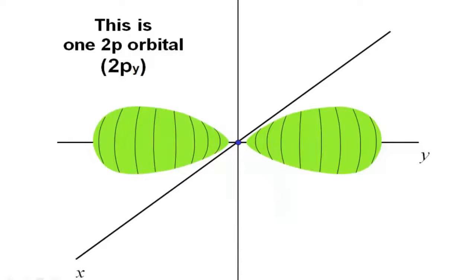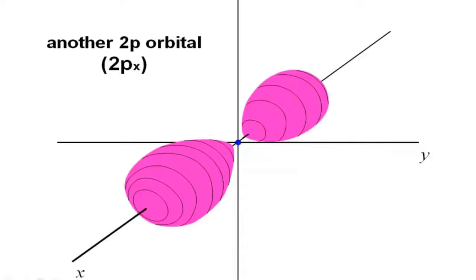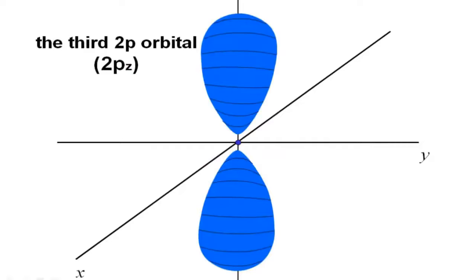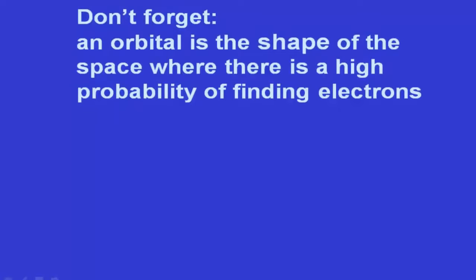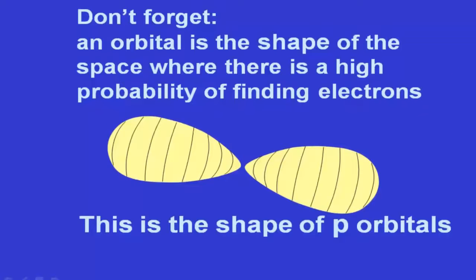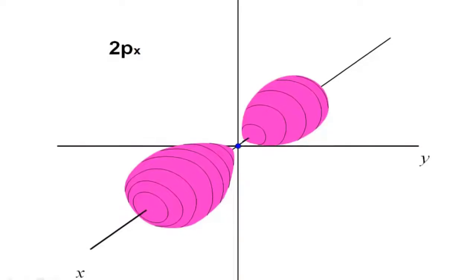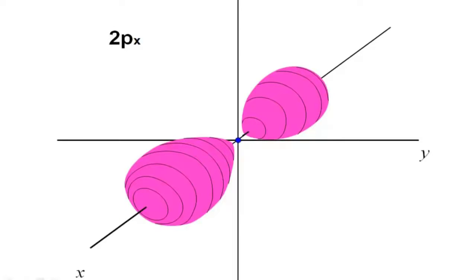So we designate each individual orbital by the axis it's on. So here the 2p orbitals will be called 2py, 2px, and 2pz. We cannot forget the orbital is the shape of the space where there's a high probability of finding electrons. And p orbitals, you could call them a dumbbell shape. They have 2 lobes. So let's say that fifth electron from boron goes into 2p.